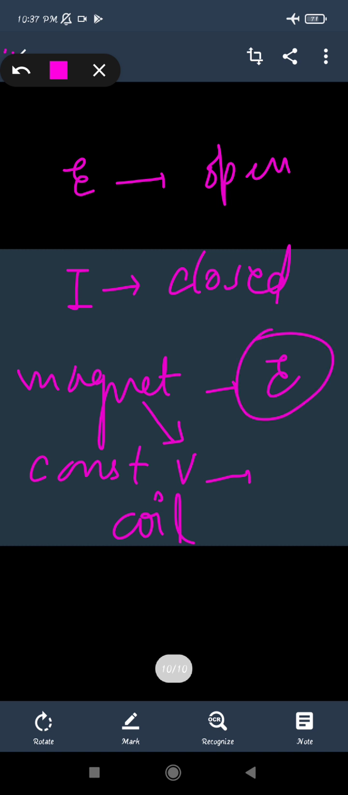Okay. So what EMF will be? That is, when a magnet is rotated about an axis perpendicular to the length of the coil, it will be perpendicular to it and will be rotated. It should not be rotated on its own axis.